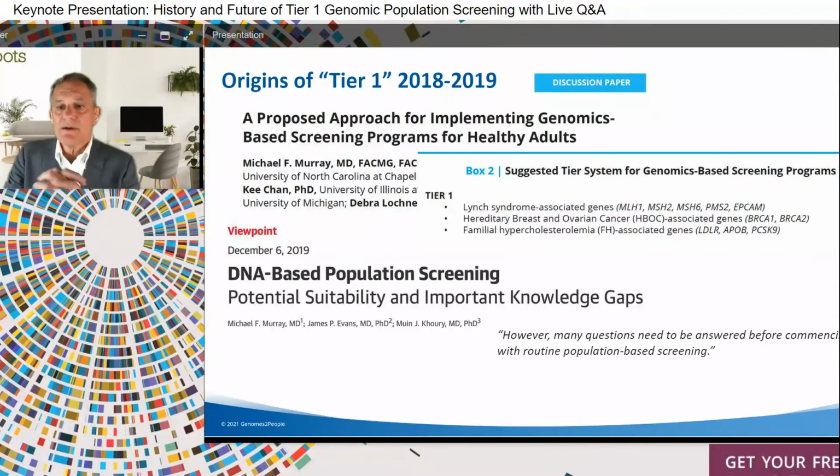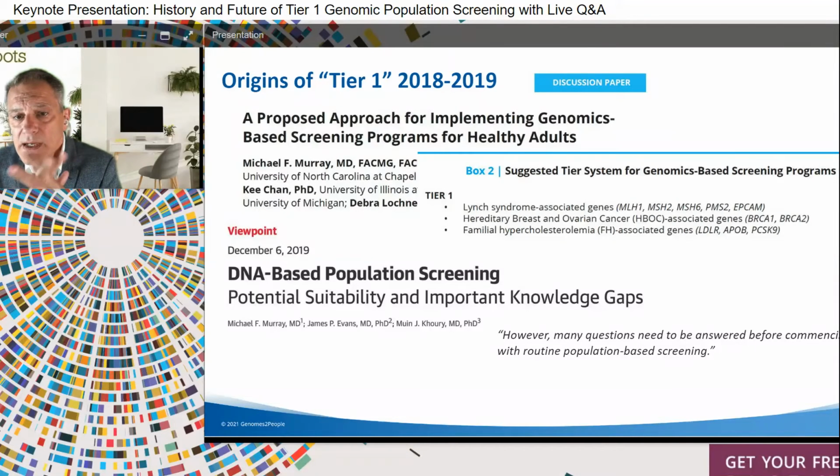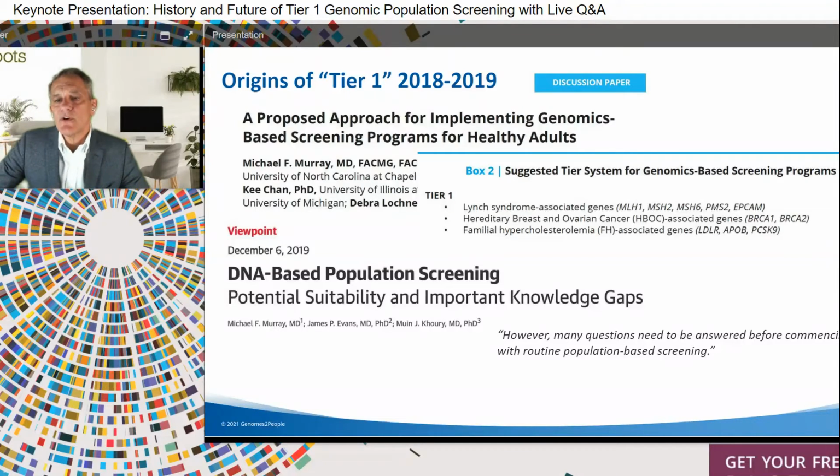A few years later, some of our colleagues, including Muin again, sort of said, maybe we should be thinking about population screening after all. Like, maybe we should really be thinking about this. And these are more speculative articles. They weren't demanding it. They weren't sort of arguing for it, but they were thinking about the kind of approaches. And in those articles, they started referring to the tier 1 conditions.